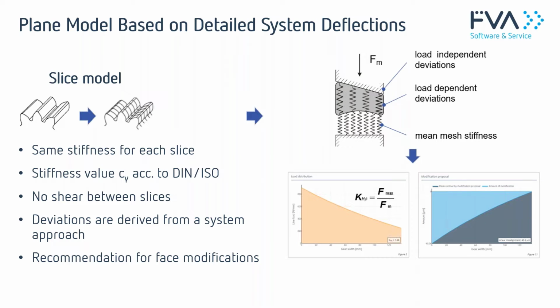And as we now have the real deformation of the gear teeth based on the influence factors I talked about in one of the first slides, with this calculation we can also give a recommendation to achieve a good or constant load distribution along the face width.